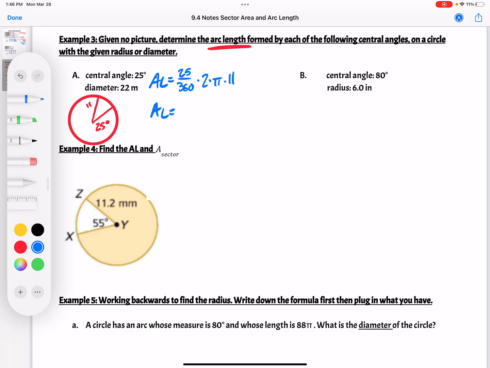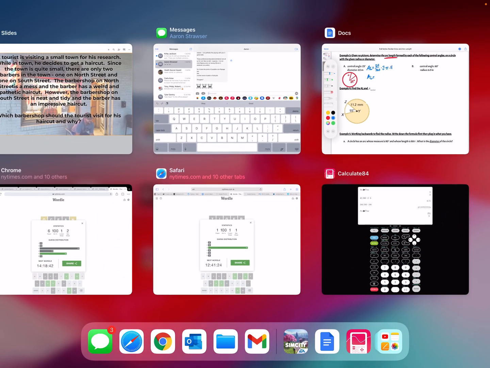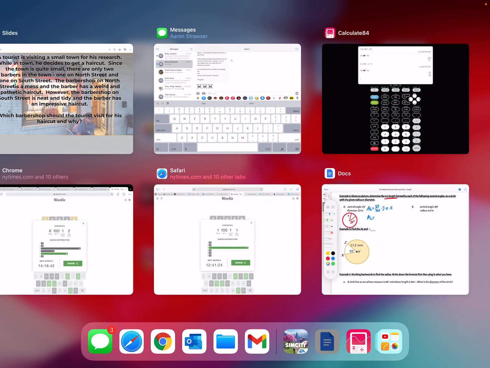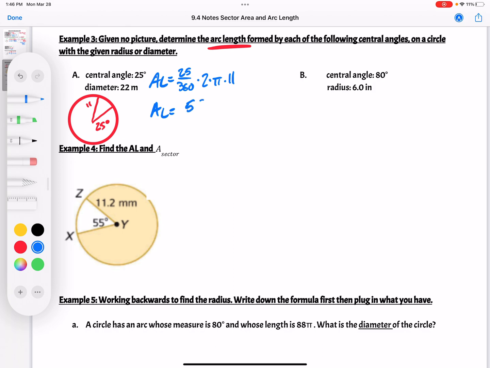So my arc length here, I'm going to do that in the calculator. 25 divided by 360 times 2 times pi times 11. And that's that weird number, math, enter, enter, 55 over 36. 55 pi over 36, and this is meters. Only meters, no squared there. Next one.